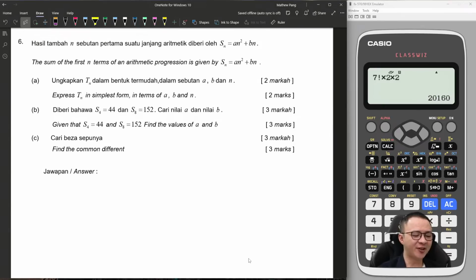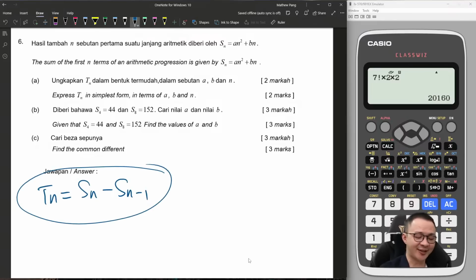Sum of the first n terms of an arithmetic progression, they give us that equation, Sn equals an squared plus bn. So express Tn in the simplest form, in terms of a, b, and n. Now, depending how you want to do it, we all know Tn will equal Sn minus S(n minus 1), right? Okay, how to make this thing make sense?